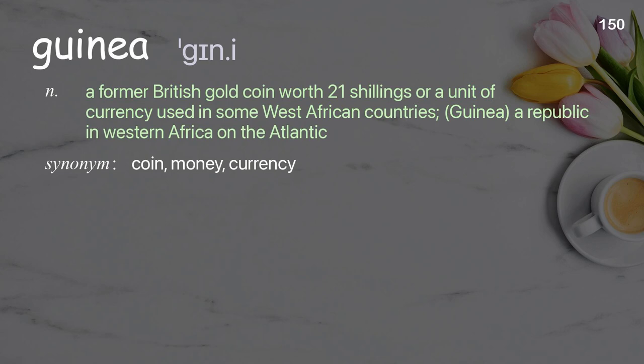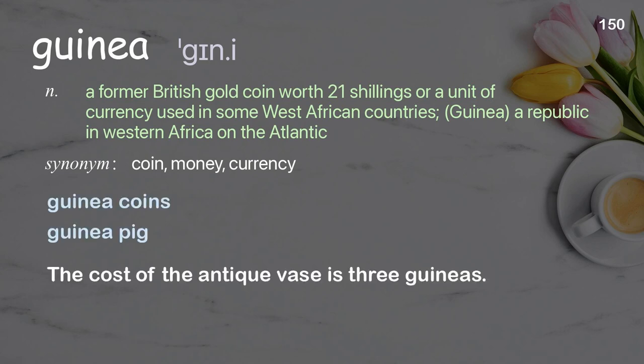Guinea: a former British gold coin worth 21 shillings, or a unit of currency used in some West African countries. Guinea, a republic in Western Africa on the Atlantic. Examples: Guinea coins, guinea pig. The cost of the antique vase is 3 guineas.